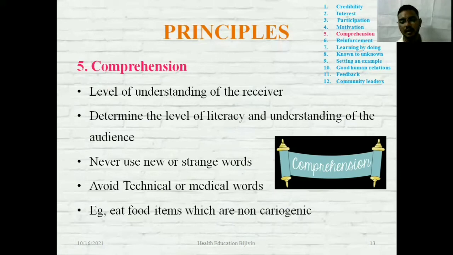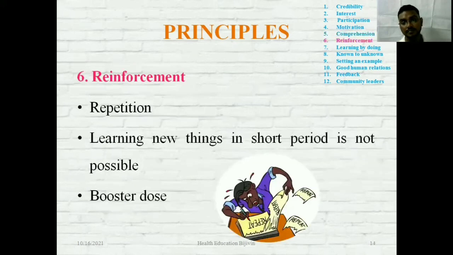For example, "eat food items which are not carcinogenic." This word carcinogenic is not a common term. So these kinds of words should be avoided when you are giving health education for laymen. So that is called comprehension. Health education should be based on the level of understanding of the receiver.